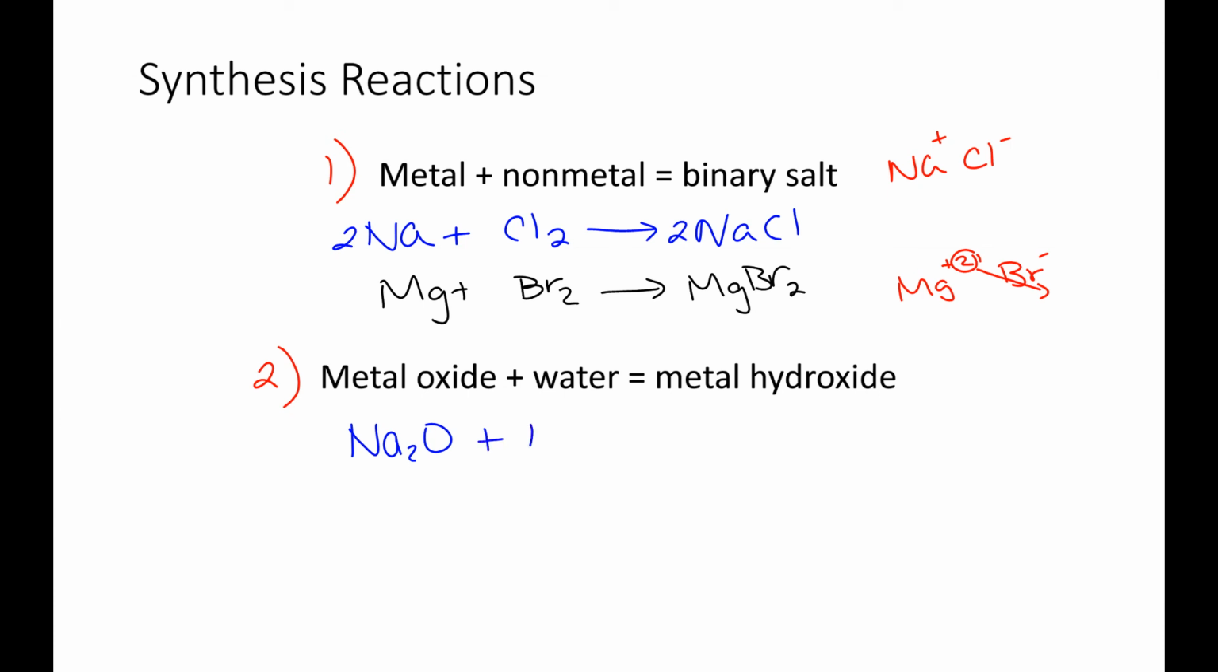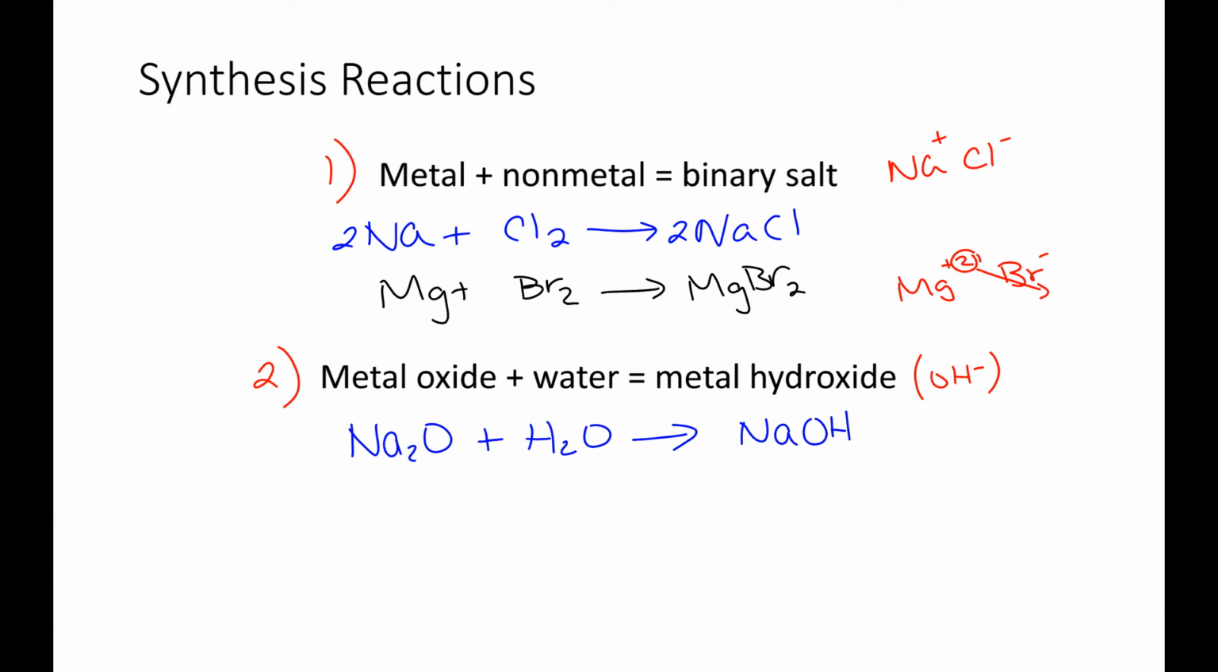Now, to predict this product, it's a metal hydroxide. I know hydroxide is OH minus; hydroxide's a polyatomic ion. So what's going to happen is that metal, that sodium, is going to combine with the water, and it's all going to rearrange, and you're going to have the metal plus hydroxide. So you're going to have NaOH.